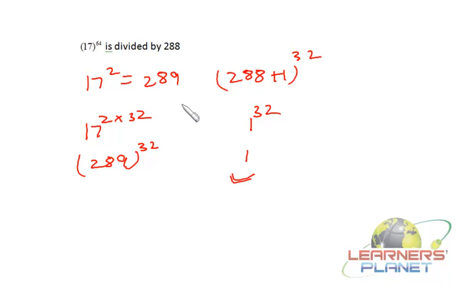Friends, if you practice well, you don't have to write even these steps. You can do it mentally since you already know that 17 square is 289. So it will be an even power of 289. The expression will be 288 plus 1, that you can visualize even in your mind. So the remainder will be 1 raised to 32, that's 1. Okay friends.